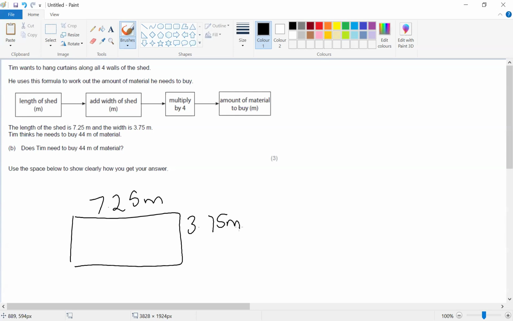He thinks he'll need 44 meters of material. Does he need 44 meters of material? Use the space below to show. So the length of the shed, 7.25 plus the 3.75. Now I can do this using the column method.